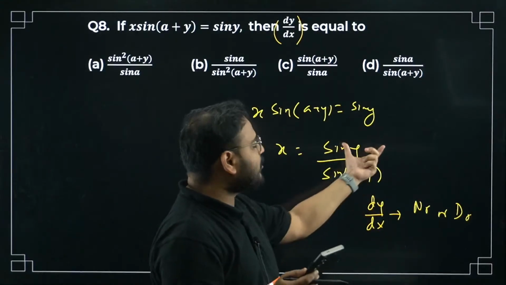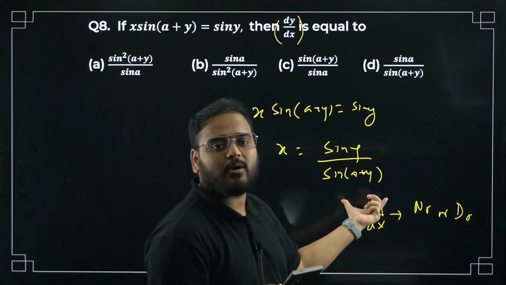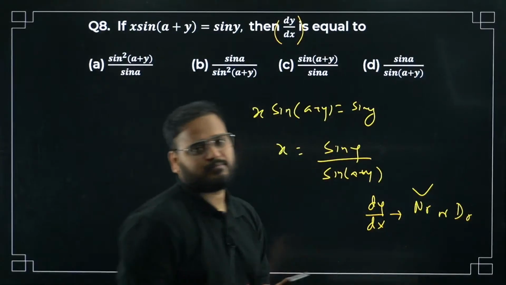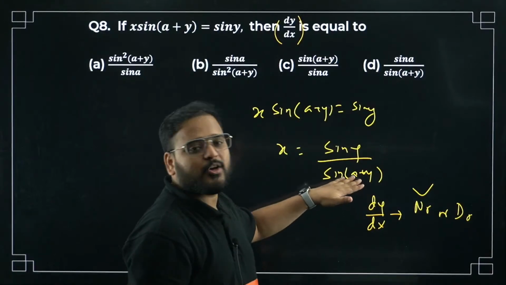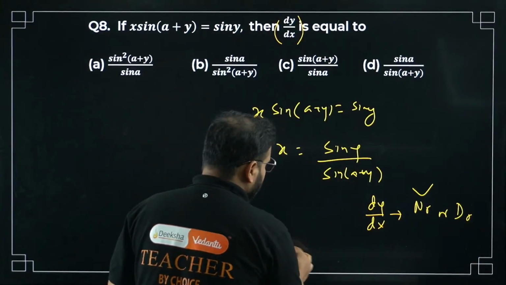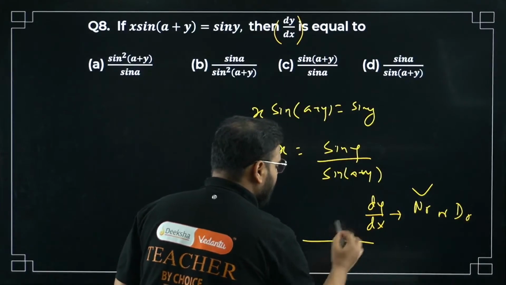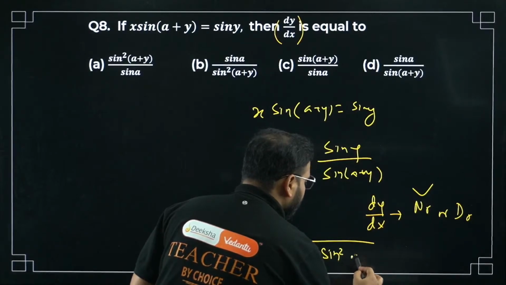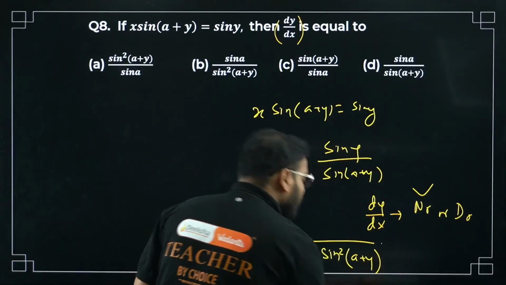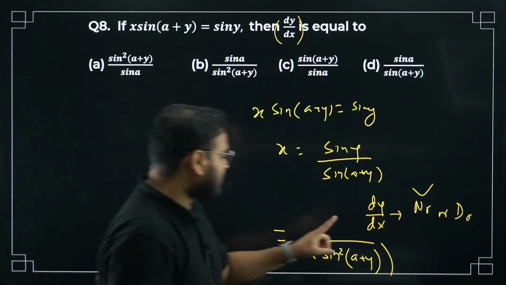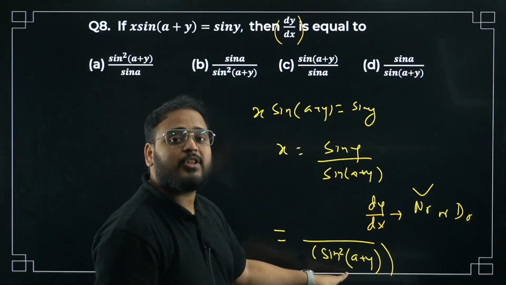You have differentiation only in the numerator. You don't have it in the denominator. So of course it will come in the numerator only, no? Do you differentiate the denominator in the quotient rule? No. What is the quotient rule? It just gives you the derivative over here, and you have this as simply sine square(a plus y). Yes or no? Sine square(a plus y). Yes.